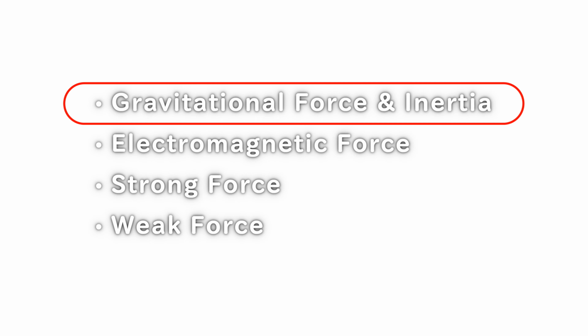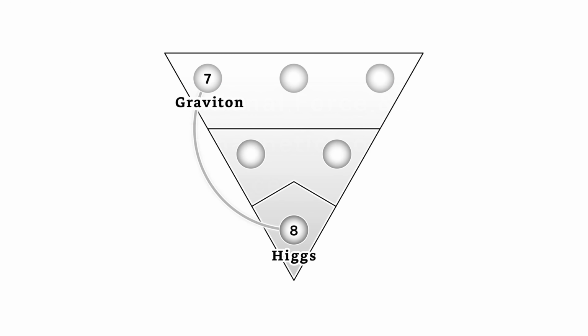The gravitational force and the inertial resistance. The graviton is represented by 0.7, and the Higgs particle is represented by 0.8, as illustrated. The graviton, or the gravitational field, produces gravitational mass. On the other hand, the Higgs particles, or the Higgs field, produces inertial mass.